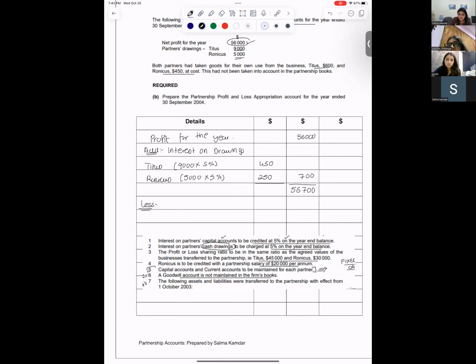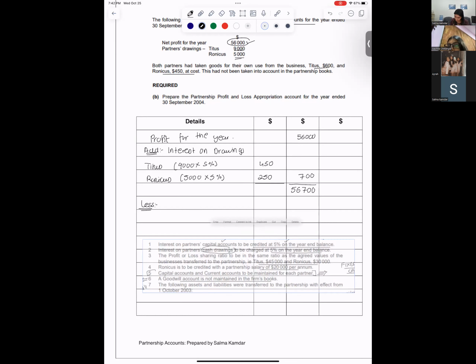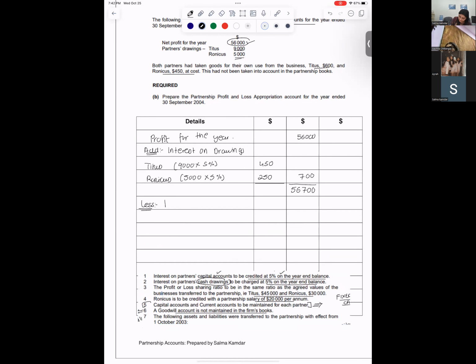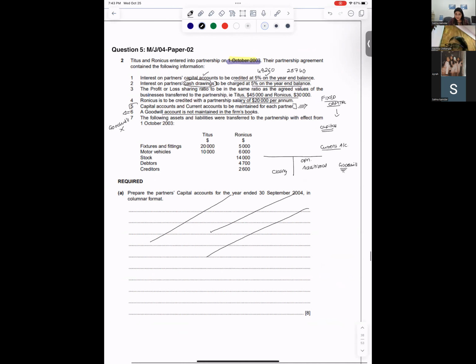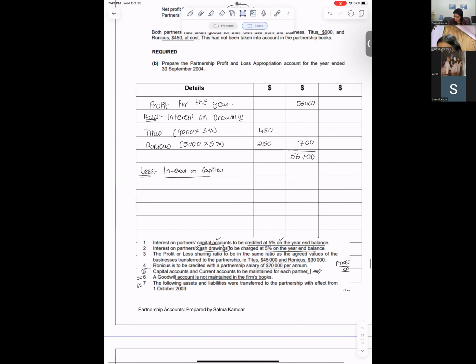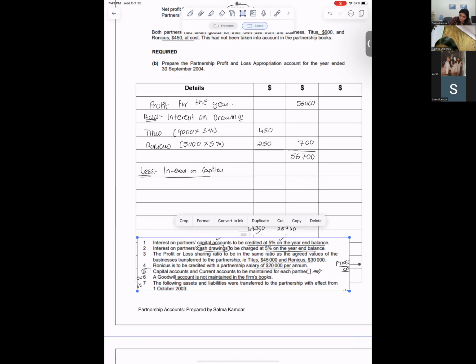Expense towards partners. Interest on capital. I have given you all the capital account balances, because we are not doing a goodwill adjustment. Interest on capital is how much percent? 5%. So for Titus, it is how much? 49,260.